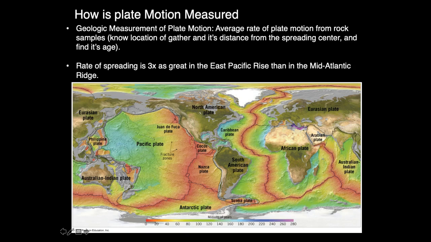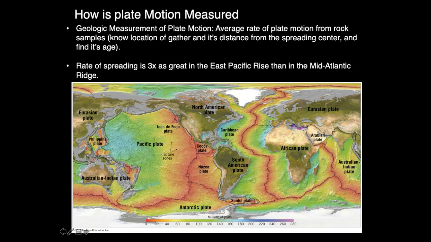From ocean drilling techniques, many rock samples are collected, as we saw before in the evidence for plate tectonics. If the location where the sample was gathered is known, as well as its distance from the spreading center, and you know the age of the rocks that are found, then the rate of travel from the ridge can be found, right?